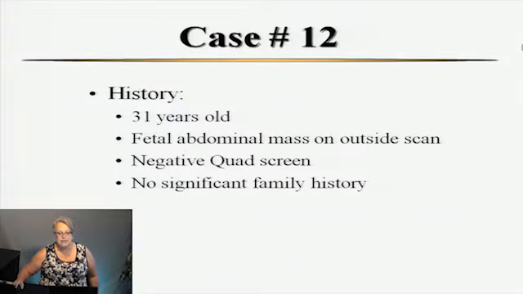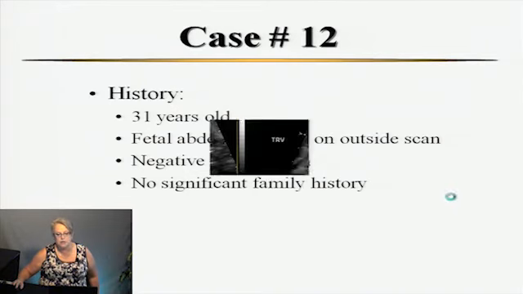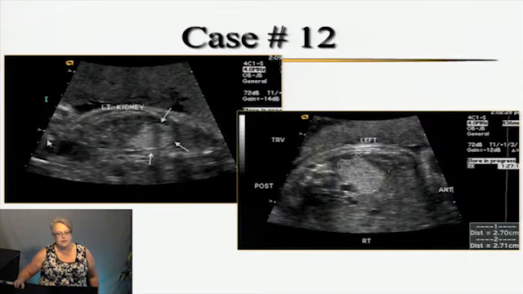All right, so case number 12 was a 31-year-old, had a fetal abdominal mass on outside scan, a negative quad screen, and no significant family history. So we're scanning coronally and then transversely. We identified the kidney, and we're describing this mass. Now we see this pretty well circumscribed structure that has an echogenicity greater than that of the kidney, just at the superior aspect of the kidney.